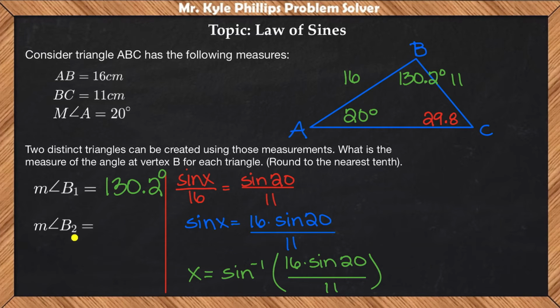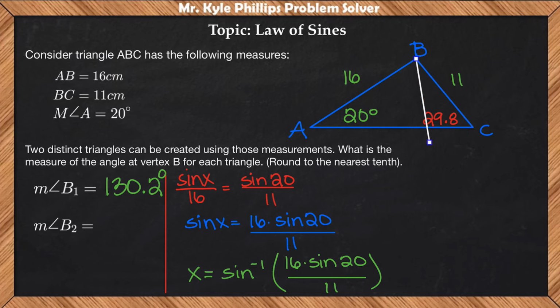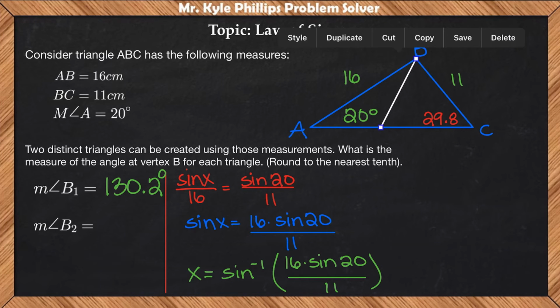Now, they want the measure of angle B2. Okay, well, we know here that in the triangle, they did tell us that two distinct triangles can be created. So that means we're working with the ambiguous case here. So this leg here, BC, because it's directly across from the angle given, it's going to be our pivoting leg. So if I took BC and it moved here, it would create the ambiguous triangle here.